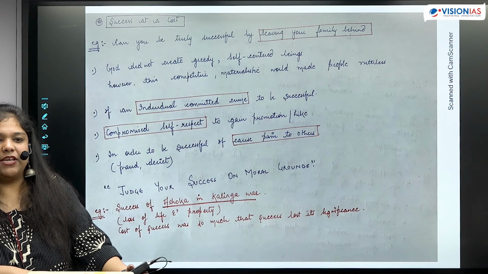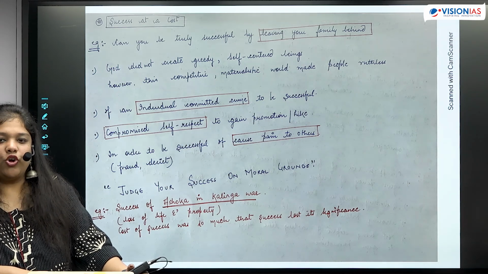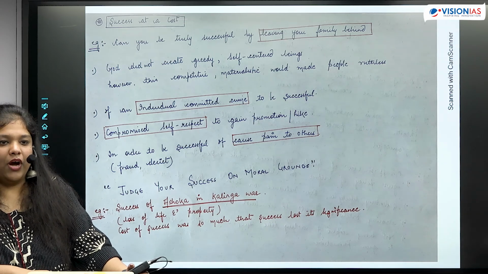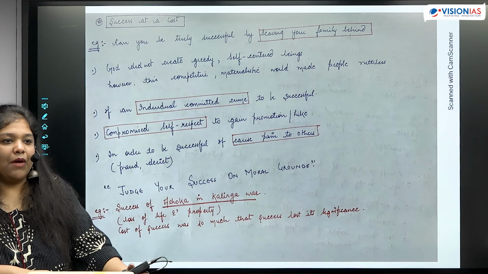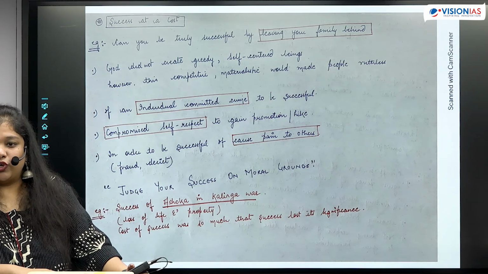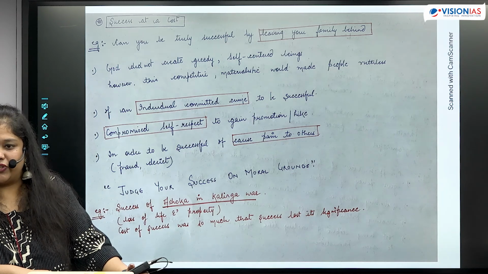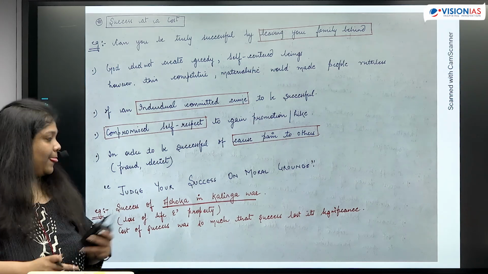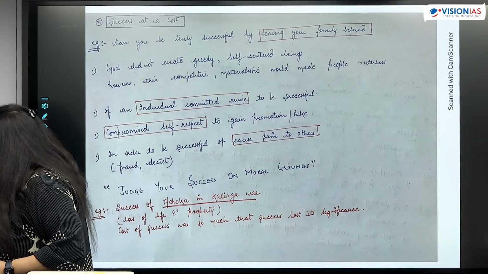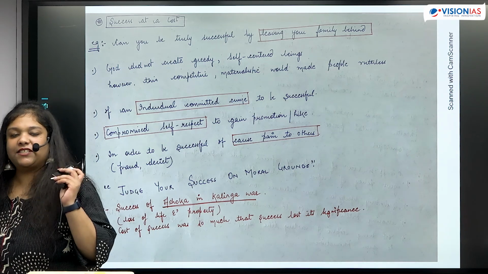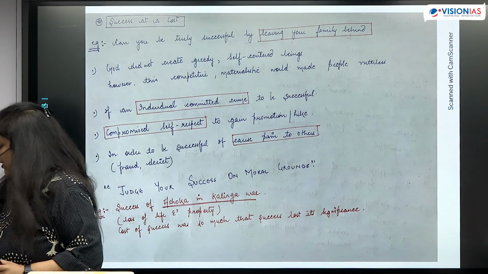when you are compromising your self-respect, when you are compromising your conscience, when you are causing harm to others, when you are causing damage to the environment, when you are causing harm to vulnerable sections, or you are practicing any kind of prejudice, then that success is not desirable. And sometimes the cost is very high. For example, judge your success on moral grounds. Success of Ashoka in the Kalinga war: the extent of loss of life and property.